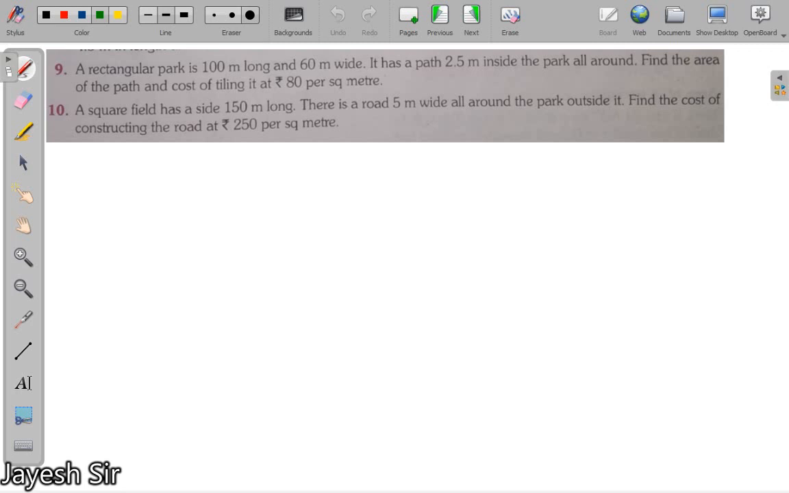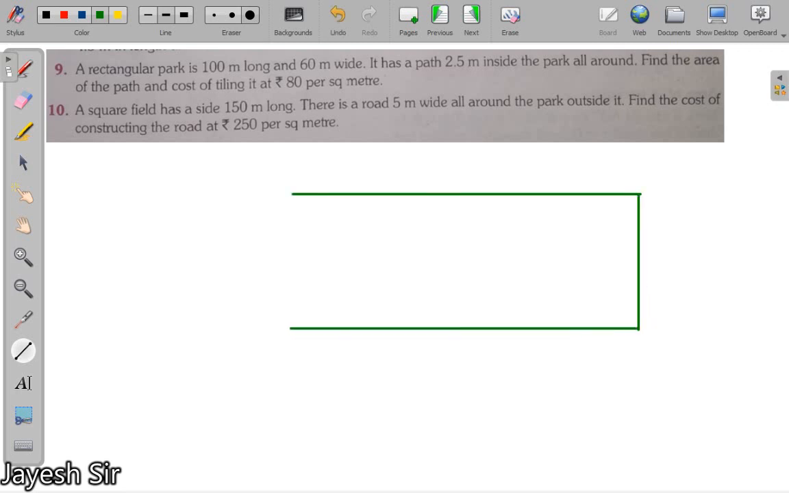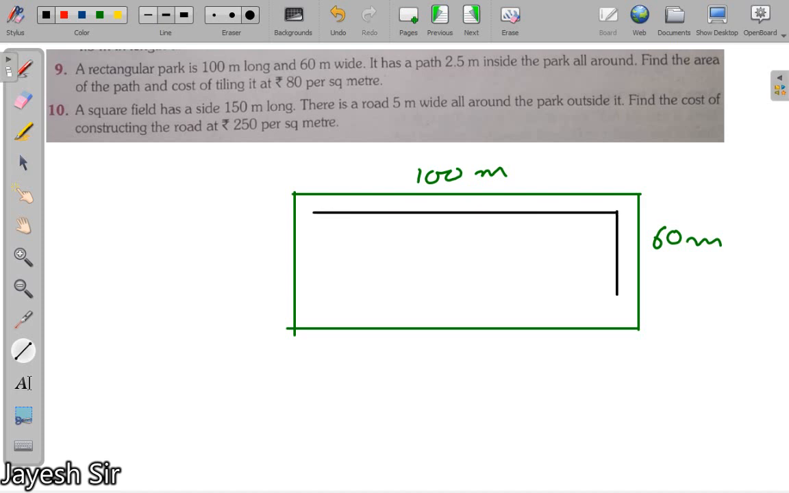First of all, for question number 9: a rectangular park is 100-meter long and 60-meter wide. So this is a rectangular park. This length is 100 meter, this length is 60 meter. It has a path 2.5 meter inside the park all around. So what is happening inside the park is, there is a path of 2.5 meter along the boundary.